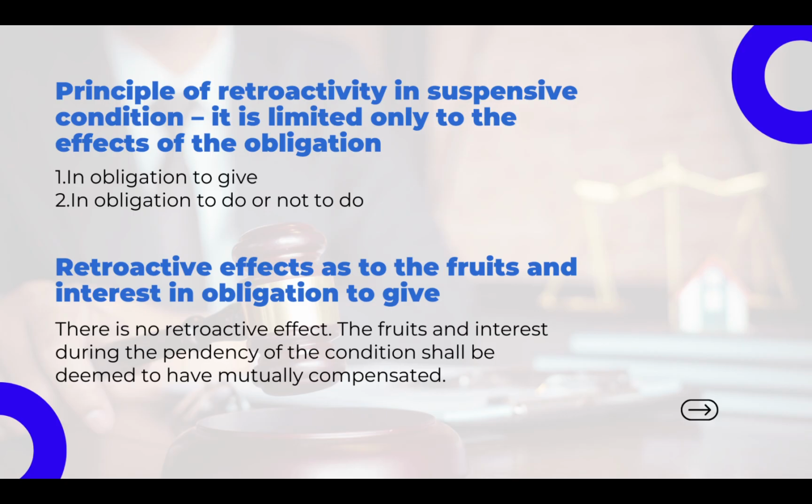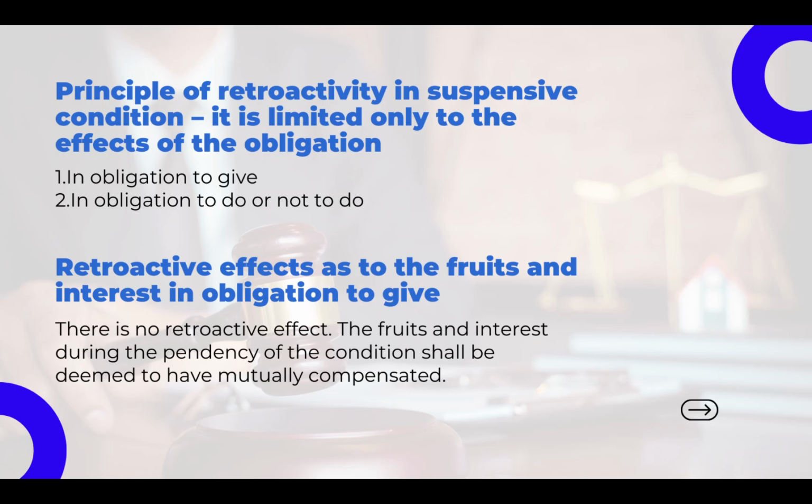There is no retroactive effect. The fruits and interests during the pendency of the condition shall be deemed to have mutually compensated. Ibig sabihin nun, class, retroact, ibig sabihin, ito ba ibabalik kung saan doon nangyari yung kondisyon? Well, basically, class, yung pinaka-effect nun, ito ay deemed to have mutually compensated. Ibig sabihin, hindi siya babalik dahil ang iniisip lang ng batas dito, sila ay parehong nag-compensate, sila ay parehong nabiyayaan. Kaya, yun yung ibig sabihin ng ating retroactivity ng fruits and interest.